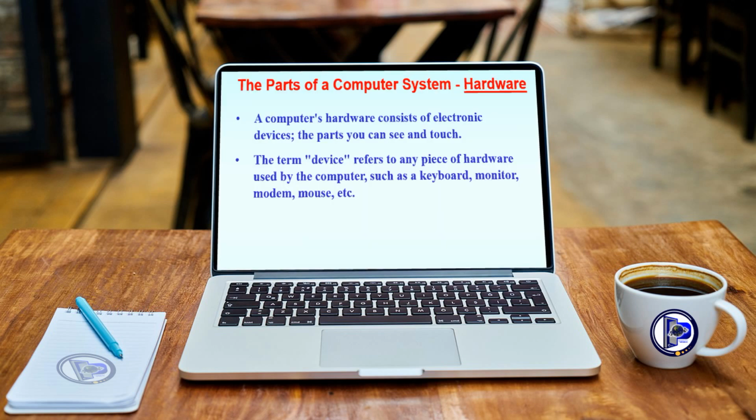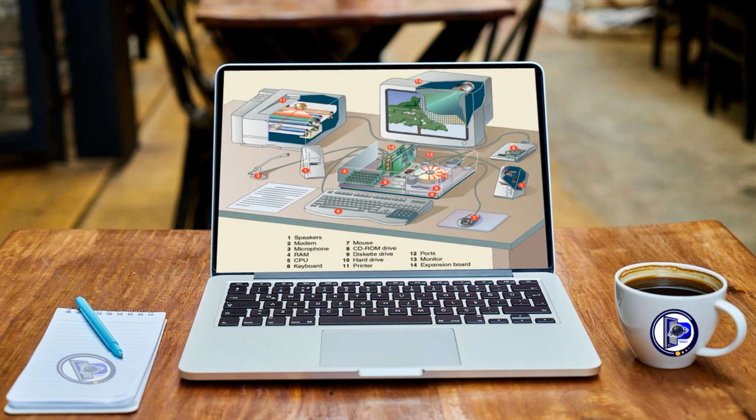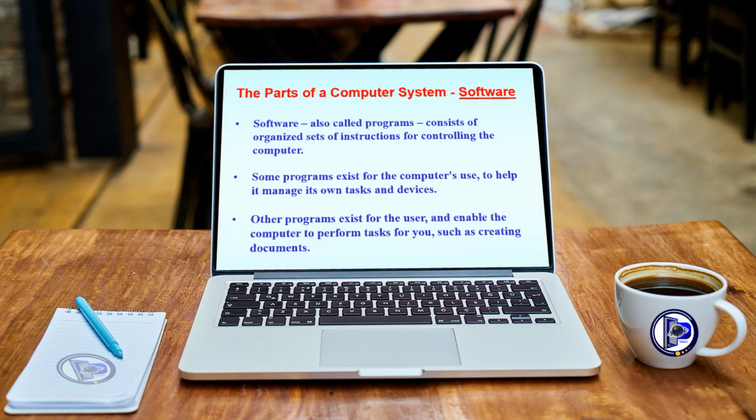A computer's hardware consists of electronic devices, the parts you can see and touch. The term device refers to any piece of hardware used by the computer, such as a keyboard, monitor, modem, mouse, etc. These are all hardware devices: speakers, modem, microphone, RAM, CPU, keyboard, mouse, CD-ROM drive, diskette drive, hard drive, printer, ports, monitor, expansion board.